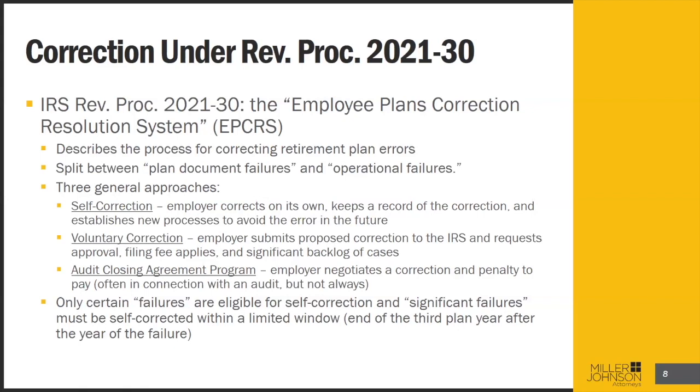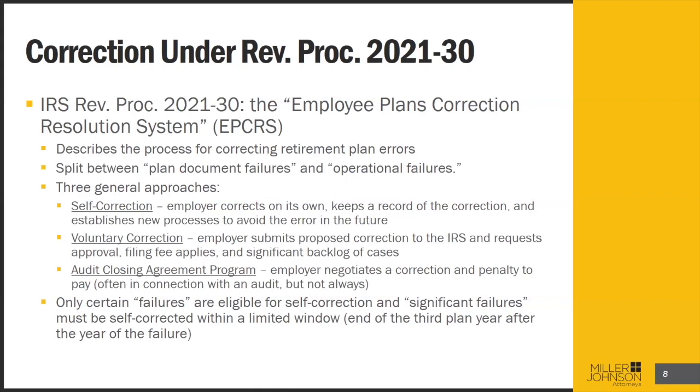The last option here is really more what happens if you get audited and the IRS finds a problem. There's a process in EPCRS for closing the audit where you pay a negotiated kind of penalty. So you work with the IRS to fix the issue, pay a penalty, and then move on. As I mentioned, only certain failures are eligible for self-correction under EPCRS, and there's also a kind of outer limit on the time that you have to correct something.